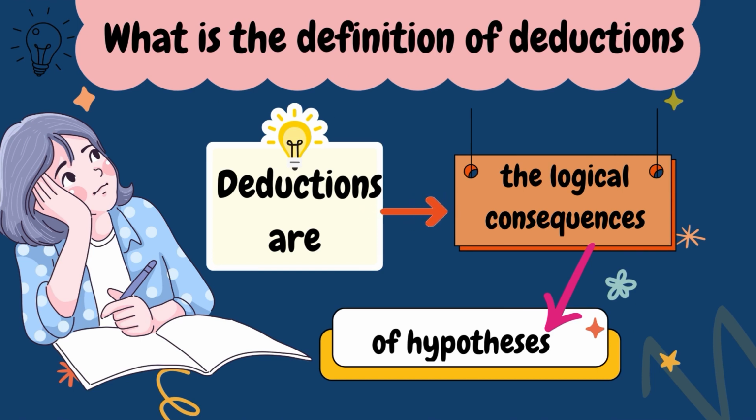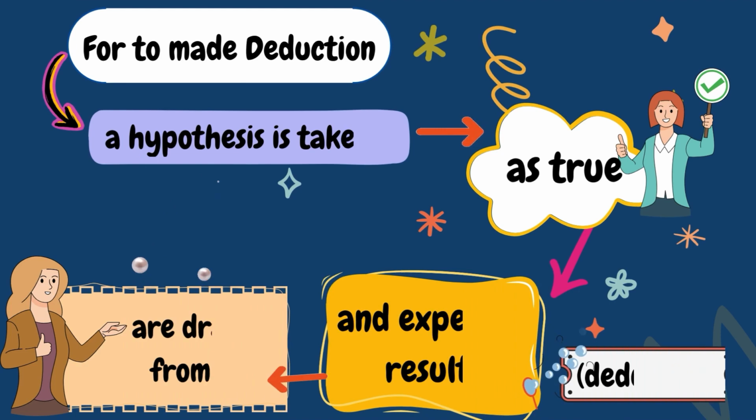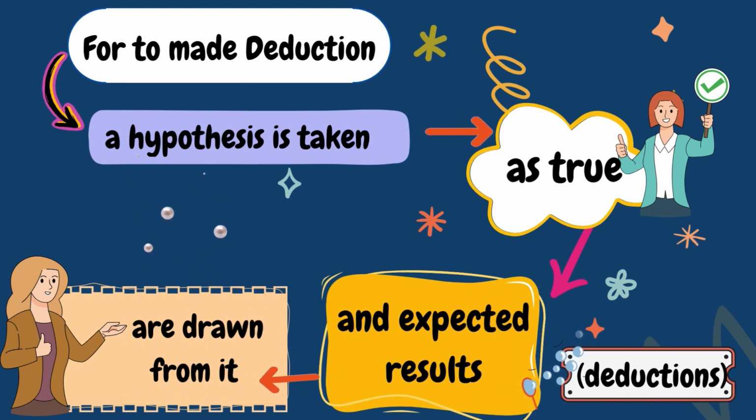So what is the definition of deduction? Deductions are the logical consequences of hypotheses. How deduction is made. To make deduction, a hypothesis is taken as true, and expected results are drawn from it. These expected results are called deductions.